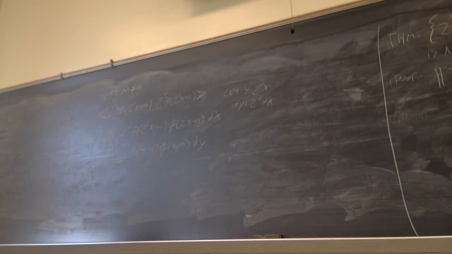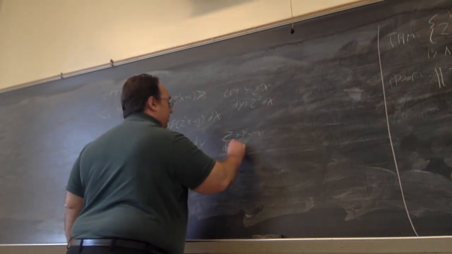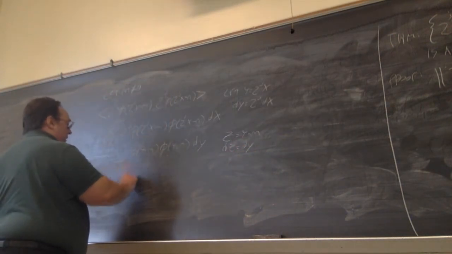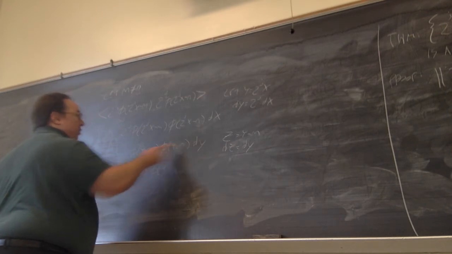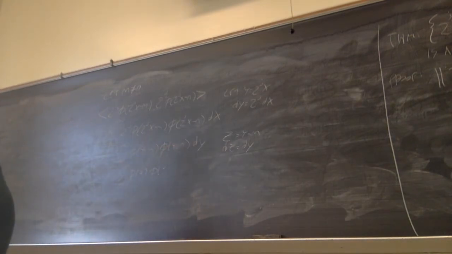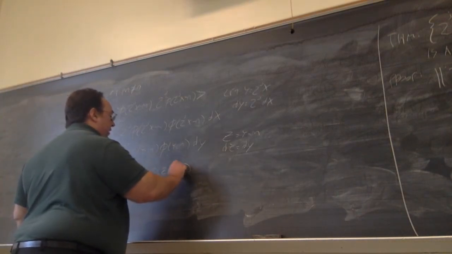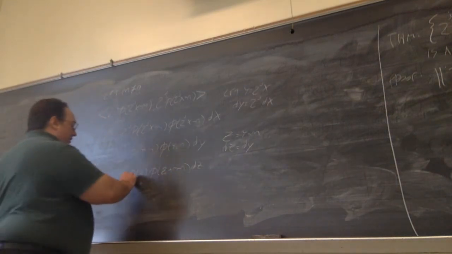And I could do one more change of variable as a shift. So z is y minus m. So dz equals dy. So I have phi of z and phi of, so I write this as y minus m plus m minus n. So z plus m minus n, dz.